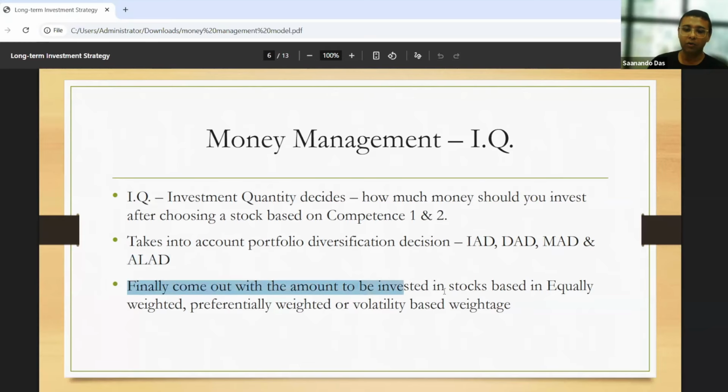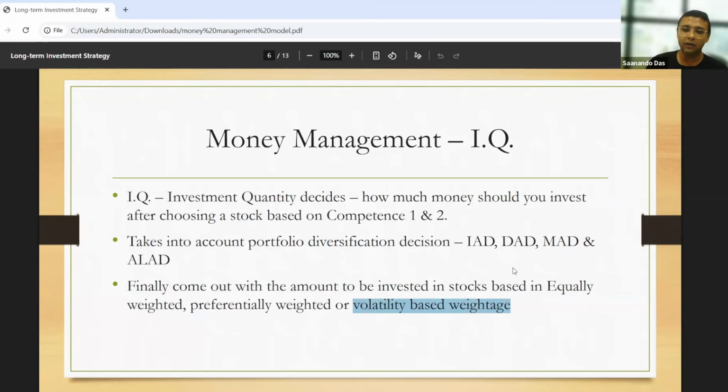Finally, we come to the amount to be invested in stocks based on equal weighting. मतलब सारे stocks में equal weightage, if you do not consult too much fundamentals or have no bias for, say, Tesla. Preferentially weighted, where you have some conviction about a particular stock, so you add more quantity on it. Or volatility based weightage. For stocks that move more, you may invest less. The stock which is less volatile, we may choose to invest more. So these are the basic steps.